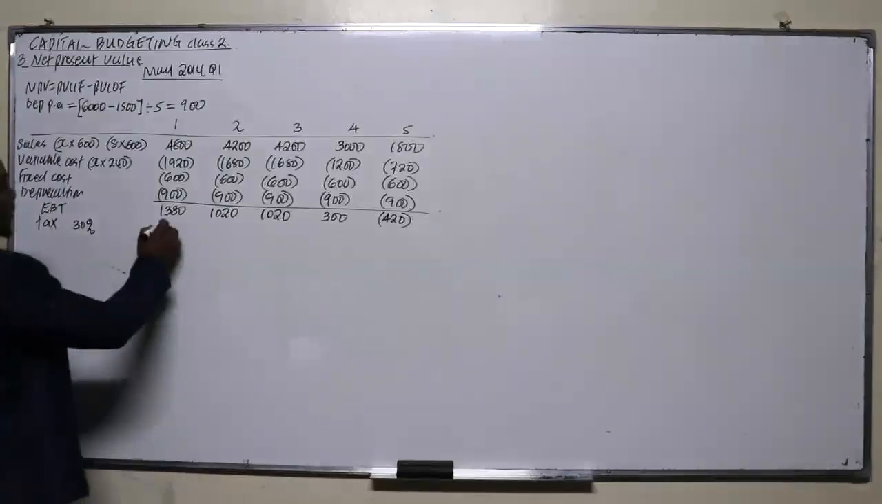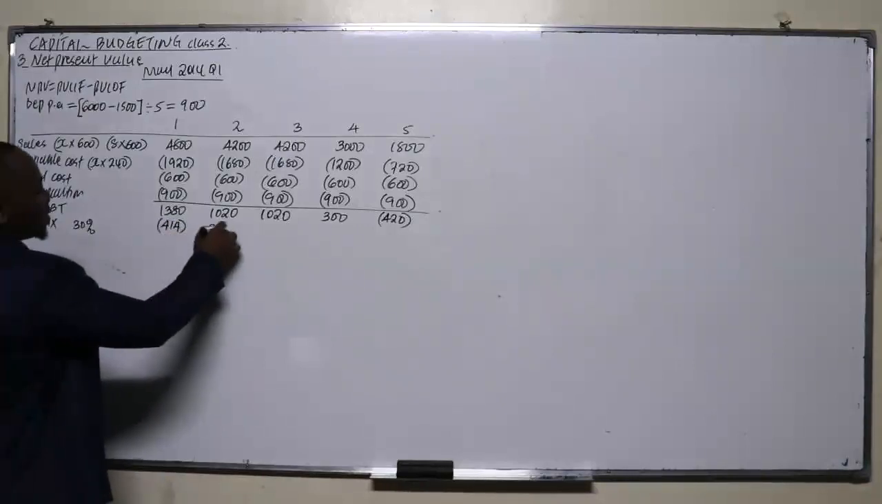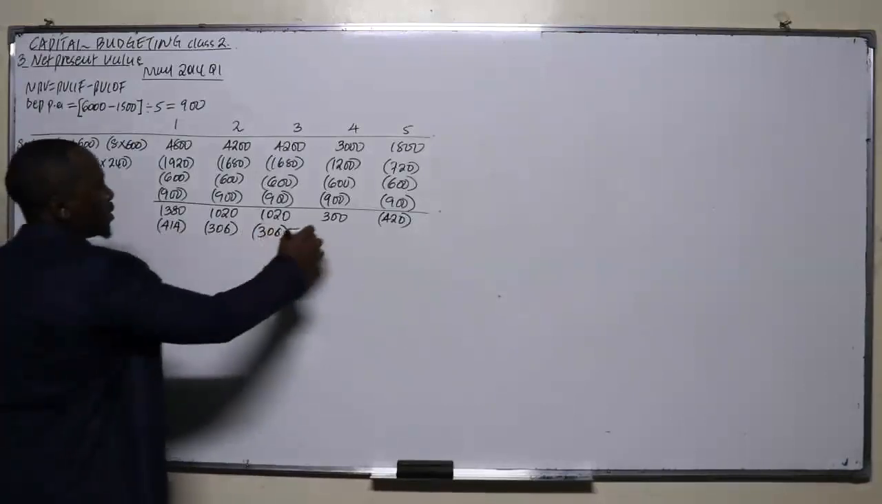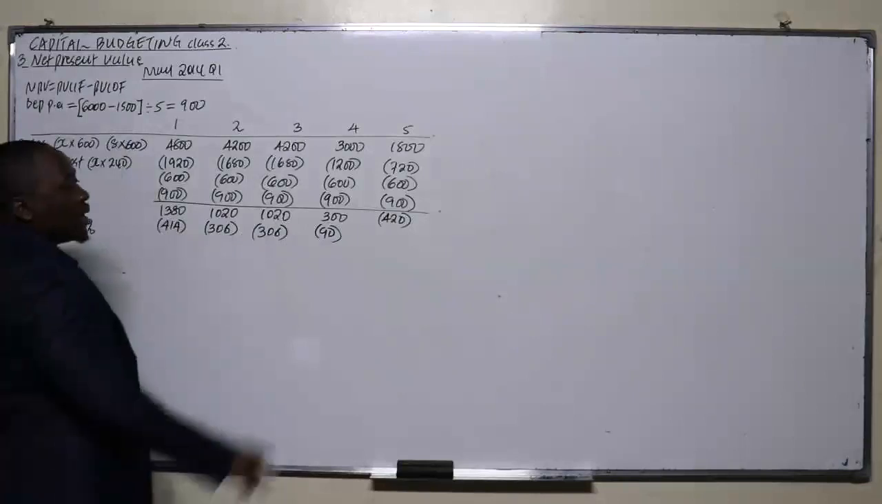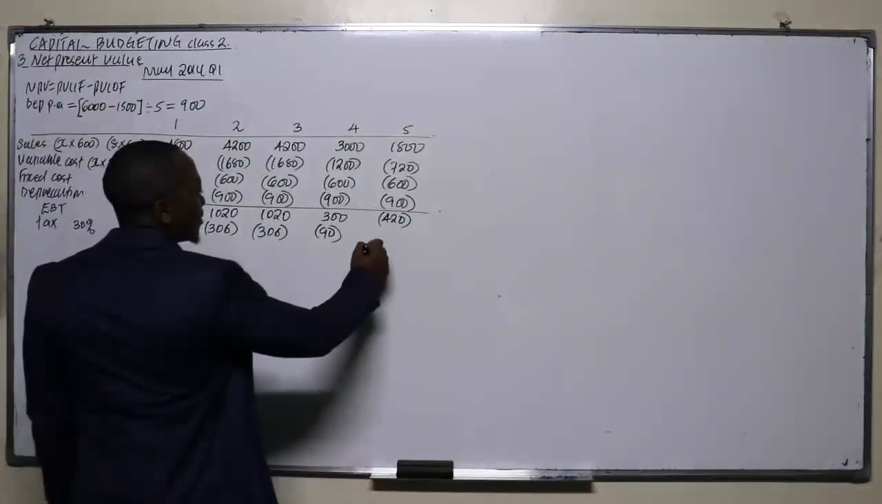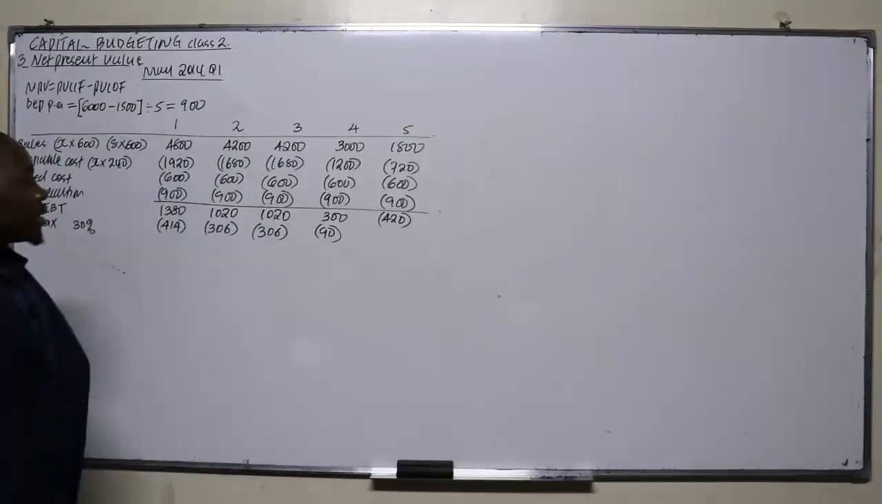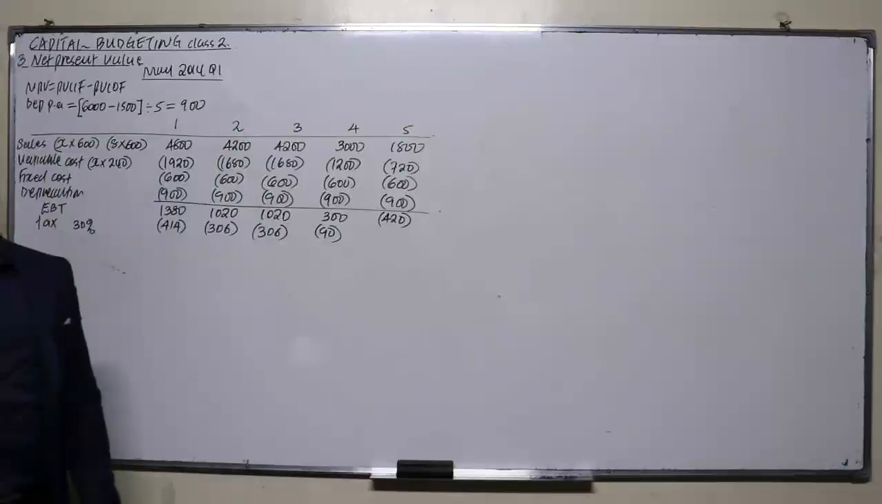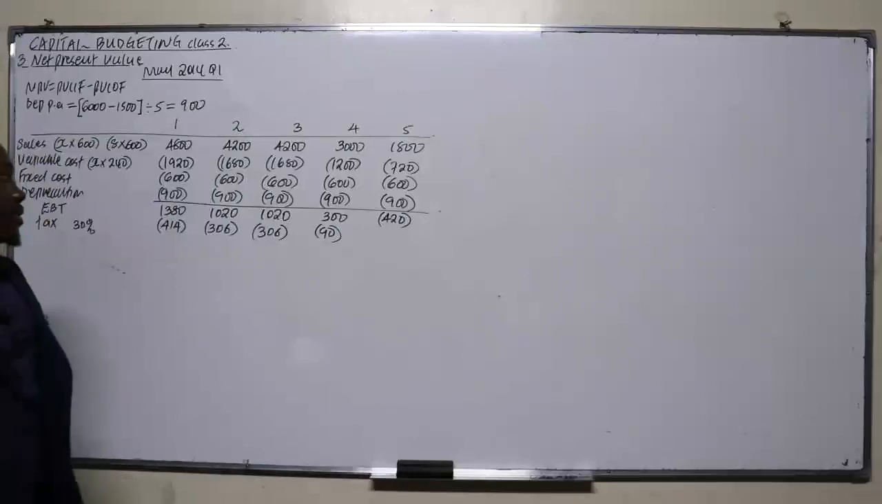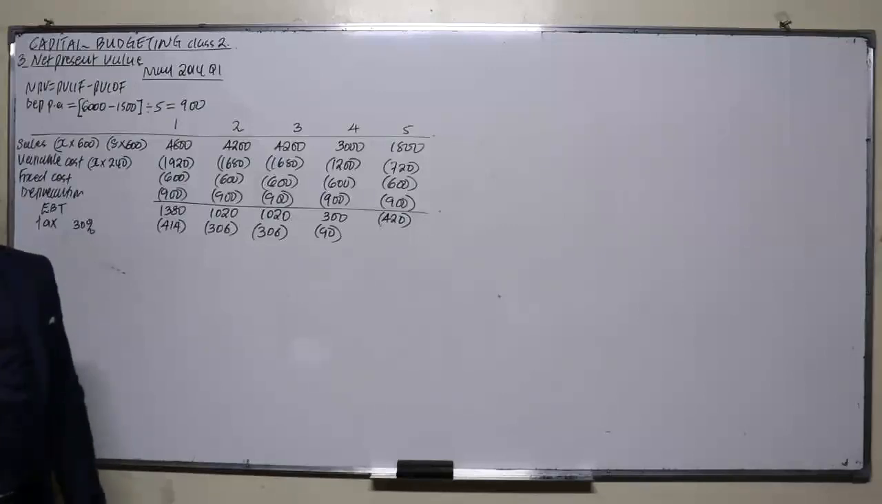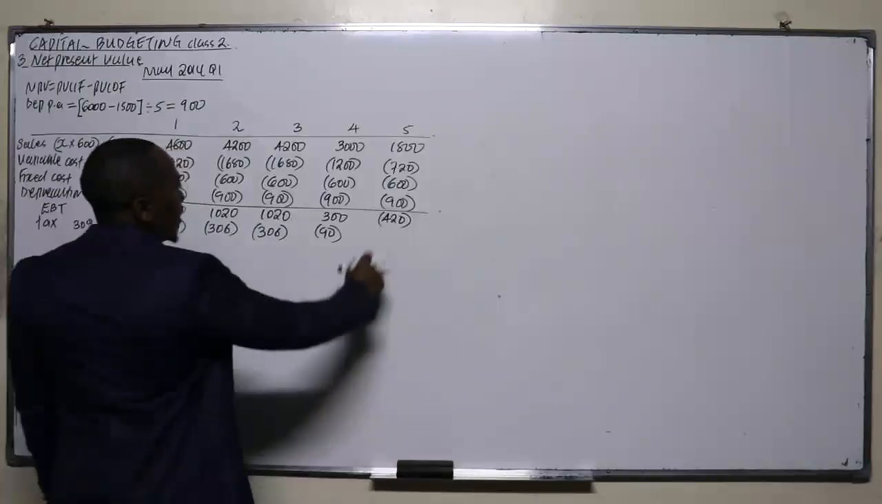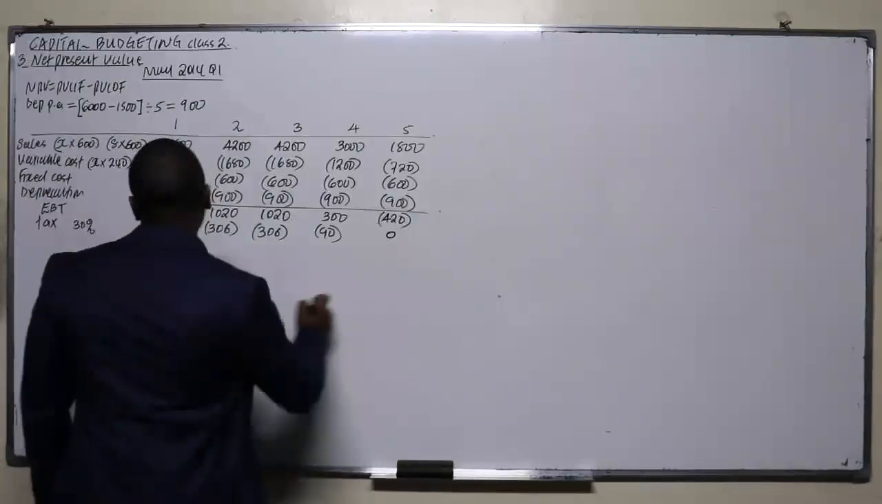138 times 3, you get? 414. This one you get 306. You get 90, right? And the last one? You take 1800 minus 720 minus 600 minus 900. Negative 420. Is it 420 or 480? It's okay. So that is zero. We don't tax a loss.